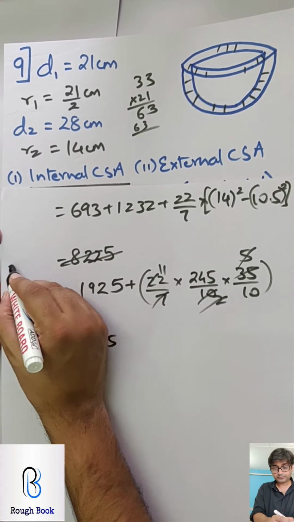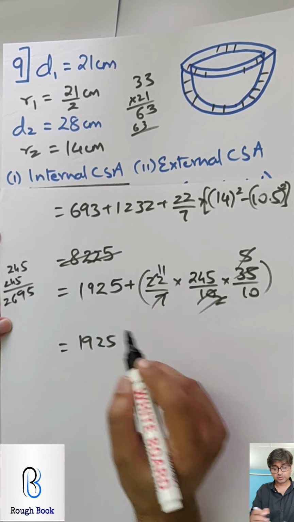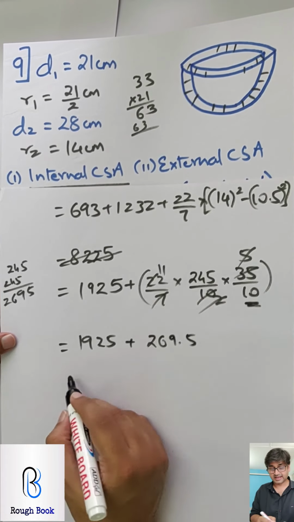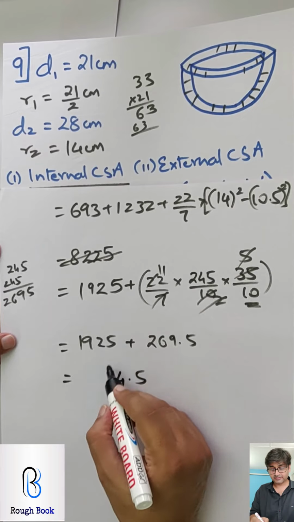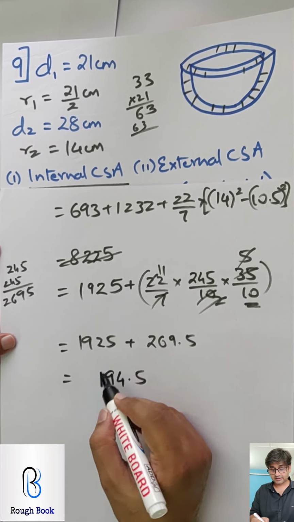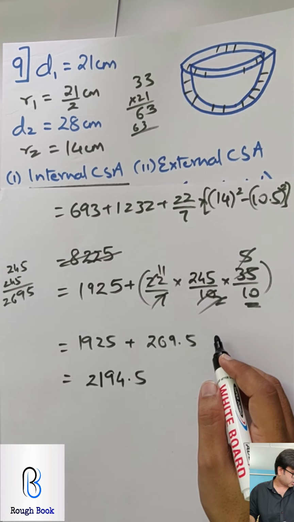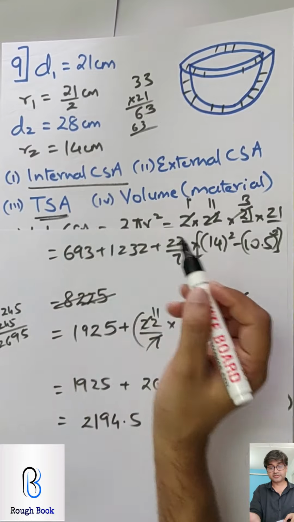So that will give me 245. So 5962. So that will be 269.5 because of this 10 as a decimal. So 0.5, 9 plus 14, 6, 7, 8 and 1, 9, 9, 10, 11 and 1, 2. So 2194.5. Am I correct? 2194.5. Absolutely correct. So we got the total surface area.